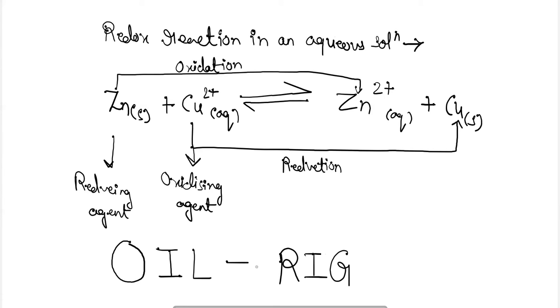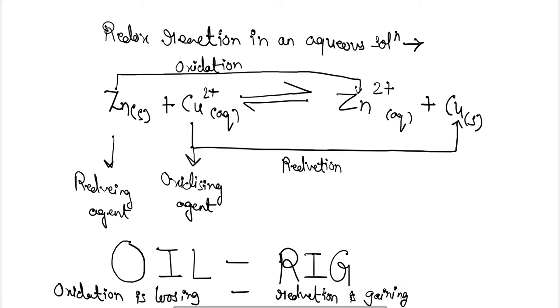Okay. By using this particular word, you can simply remember that oxidation is losing and reduction is gaining. So here we can also conclude that the substance which is oxidizing is a good reducing agent, and a substance which is reducing is an oxidizing agent.